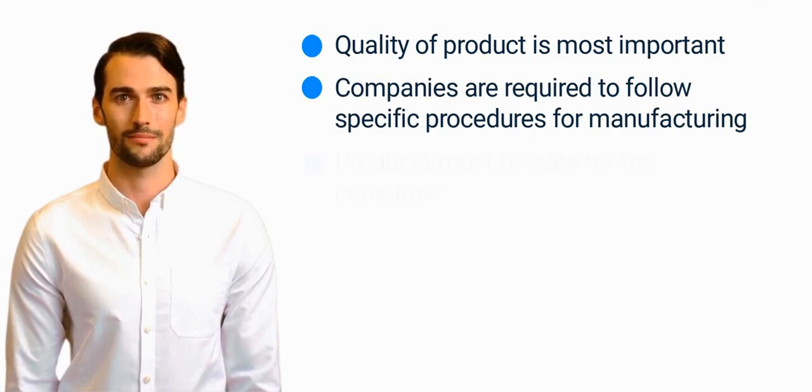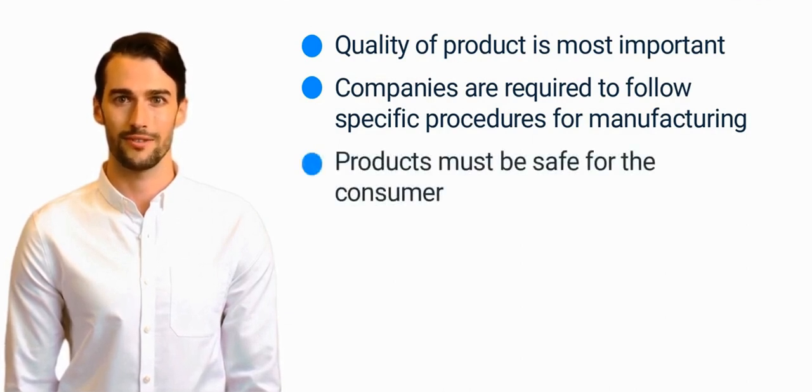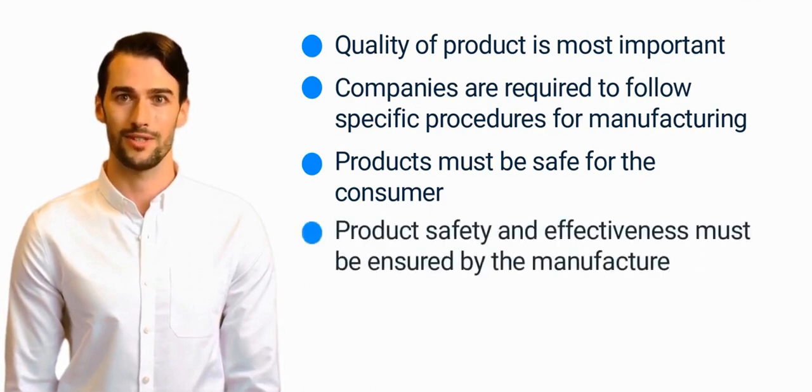Safety is another important part of GMP. Products manufactured in the facility must be safe for the consumers. The product must be tested for potential hazards before the product is released for distribution. If the product is unsafe, then the manufacturer must take steps to resolve the issue. The product must be effective and safe for the patients, and the product should comply with the standard specification. Product safety and effectiveness must be ensured by the manufacturer before the distribution of the products.